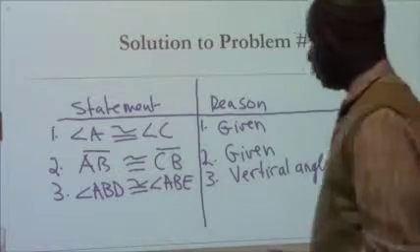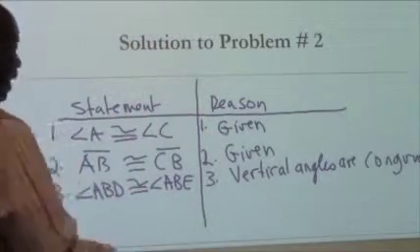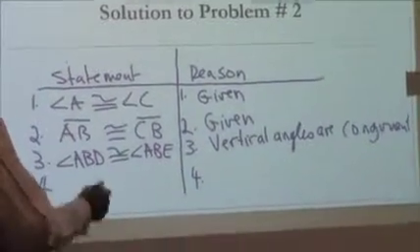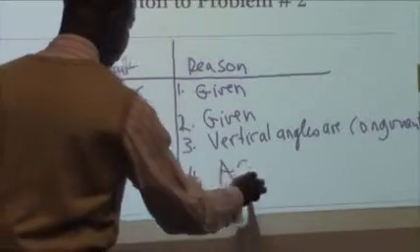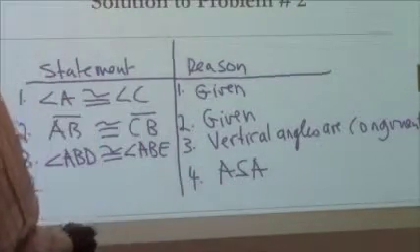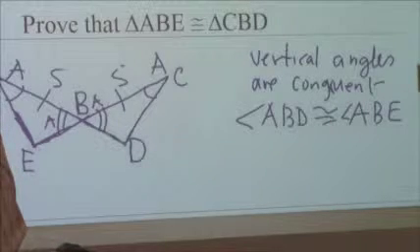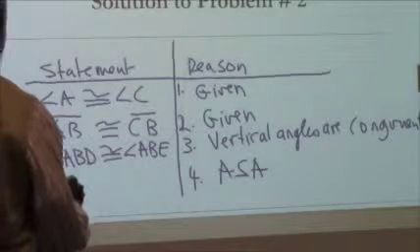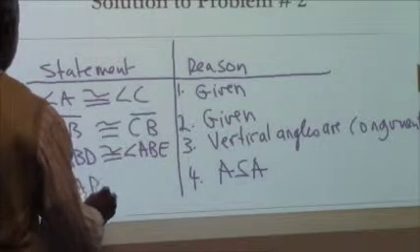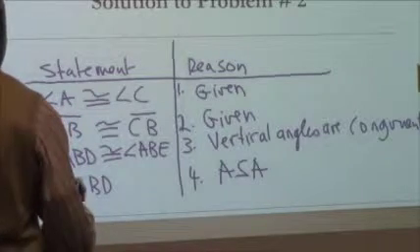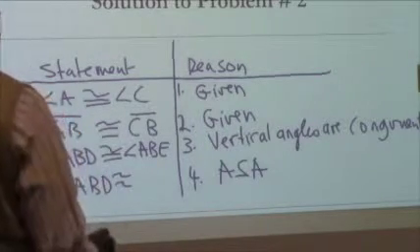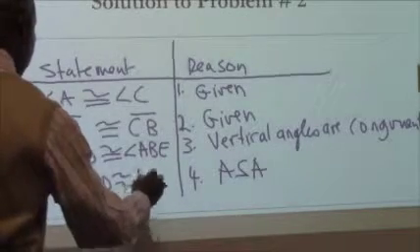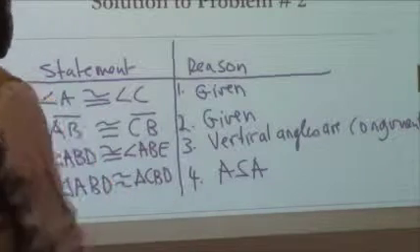So we concluded by angle side angle, that's our conclusion. What are we proving here? Triangle ABD is congruent to triangle CBD.